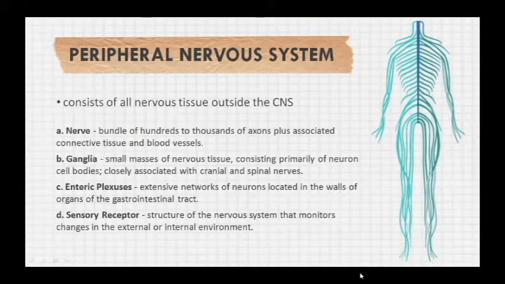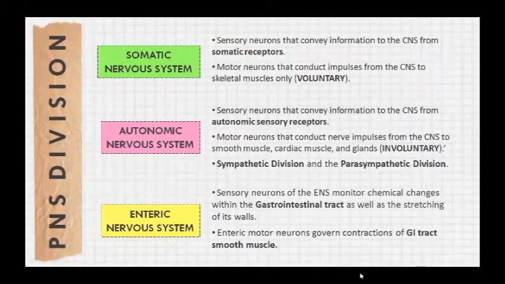So our peripheral nervous system also has its divisions. It is divided into two, which are the somatic nervous system and the autonomic nervous system. So first is the somatic nervous system. When we say somatic nervous system, it has sensory neurons that convey information to the CNS, or central nervous system, coming from the somatic receptors. And it also has motor neurons that conduct impulses from the CNS to skeletal muscles only. That is why it is voluntary.